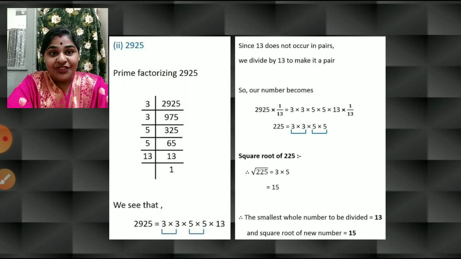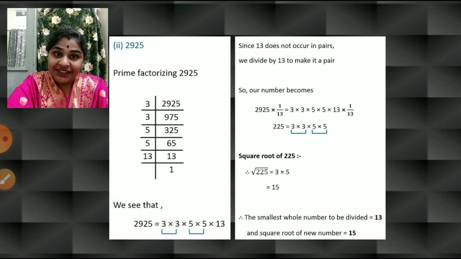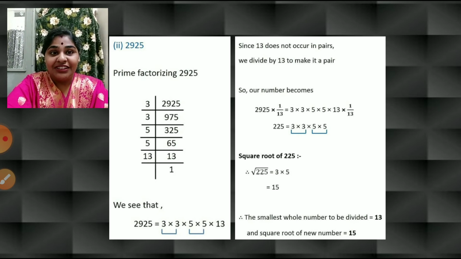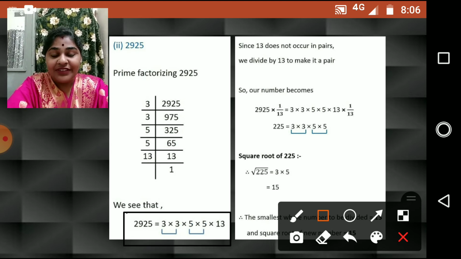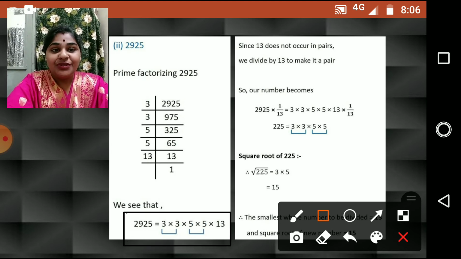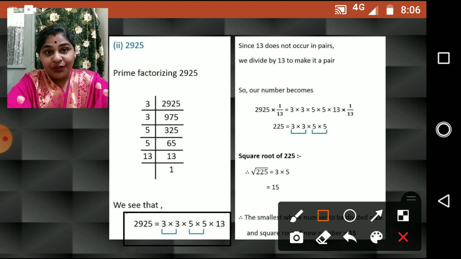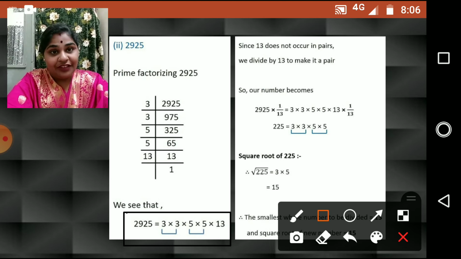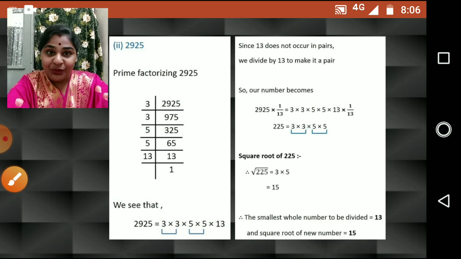Second one, it is 2925. So you will prime factorize first the given number. So after prime factorizing, you can see here we get 2925 is equal to 3 into 3 into 5 into 5 into 13. Now if I make a pair, you can see 13 is left alone. So yes, 13 is the number which we have to divide both the sides.